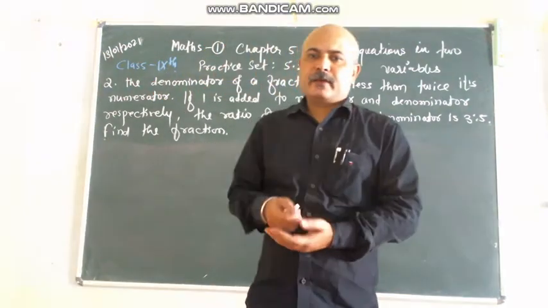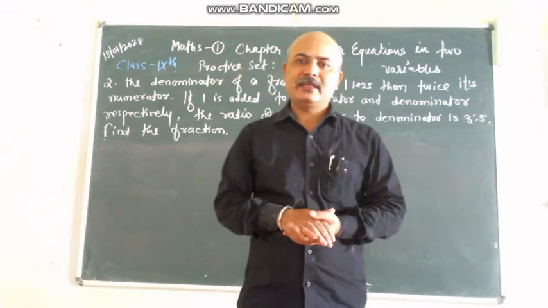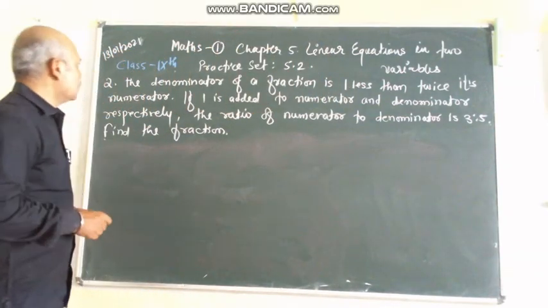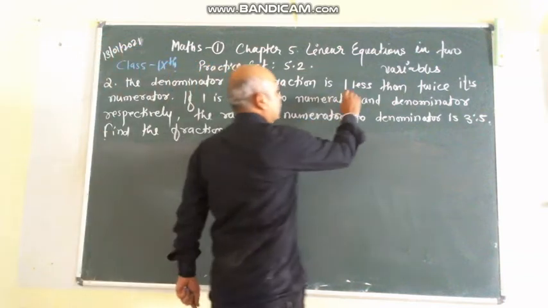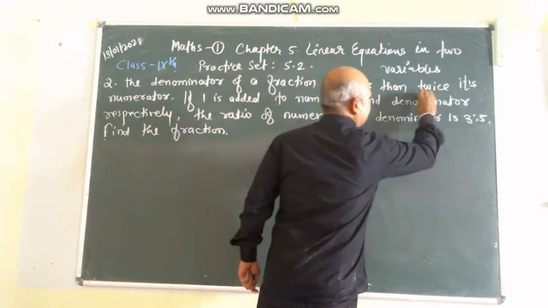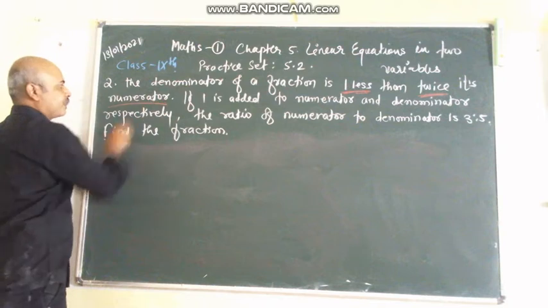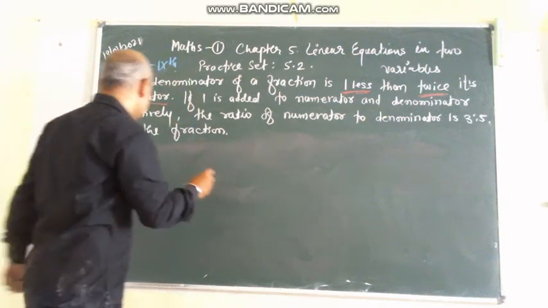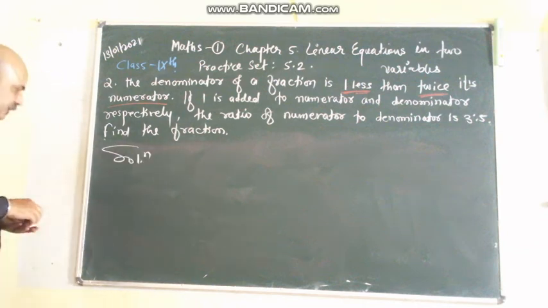Very good morning. Today we are going to see the second question of practice set 5.2, linear equation in two variables. Student, here the denominator of a fraction is 1 less than twice its numerator. So first we need to know what a fraction is, so we start the solution.